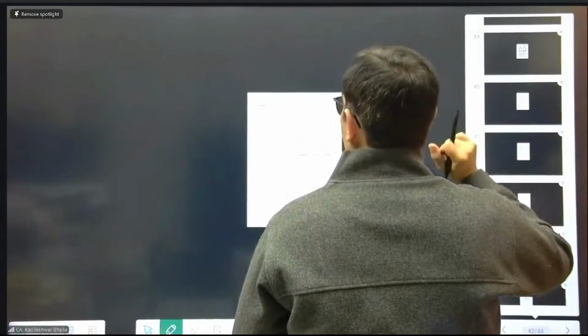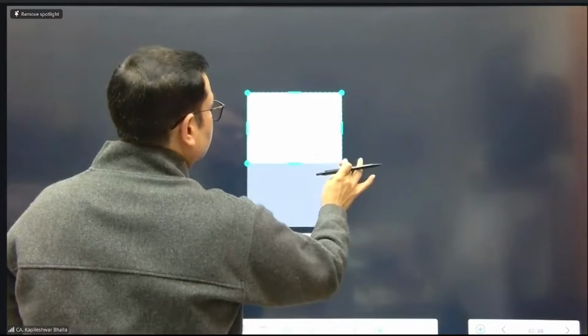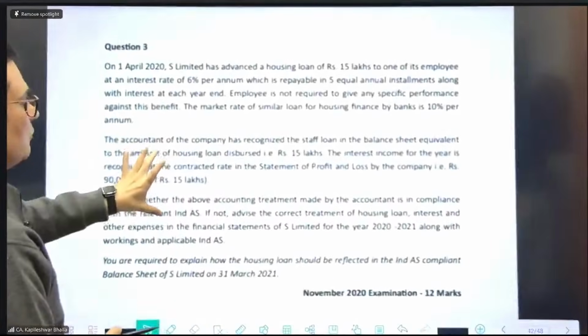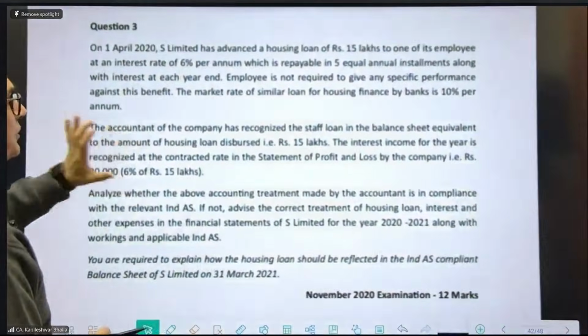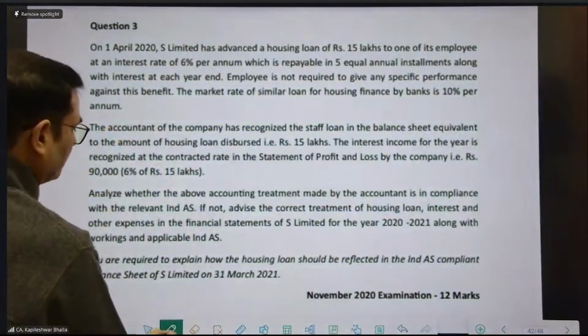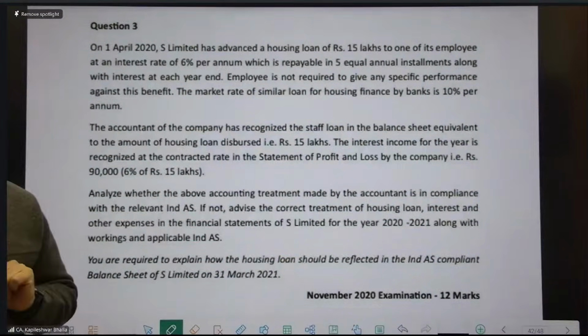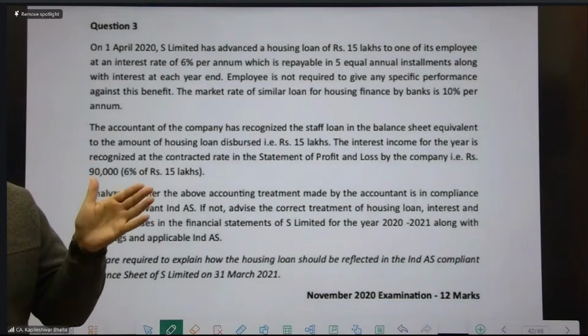Let me first come to the November 2020 examination question, which came for 12 marks in the exam. We're not solving this question right now. We're just looking at and reading this question. Let's have a look at question number 3 on the screen. This is the November 2020 examination question. Let's read.